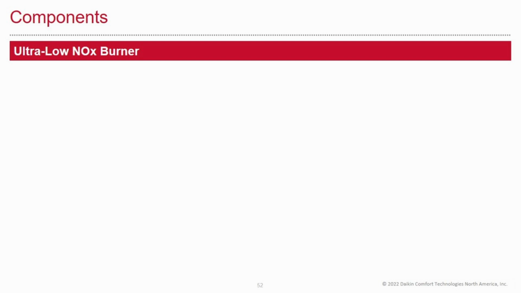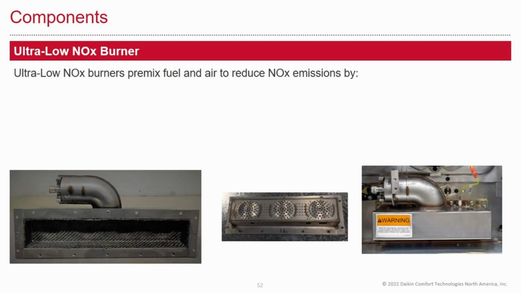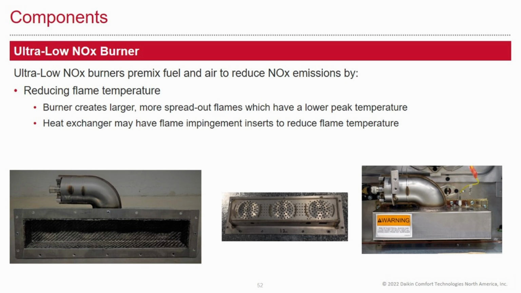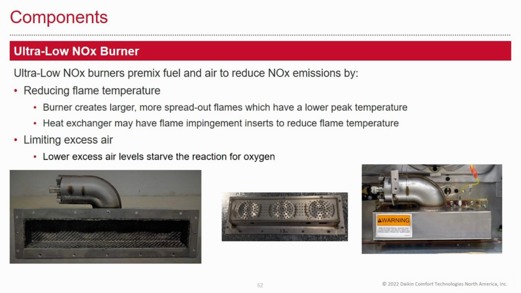Ultra-low NOx burners. Ultra-low NOx burners pre-mix fuel and air to reduce NOx emissions by reducing flame temperatures, because the burner creates larger, more spread out flames which have a lower peak temperature. And the heat exchanger may have flame impingement inserts to reduce the flame temperature. It also limits excess air because lower excess air levels starve the reaction for oxygen.